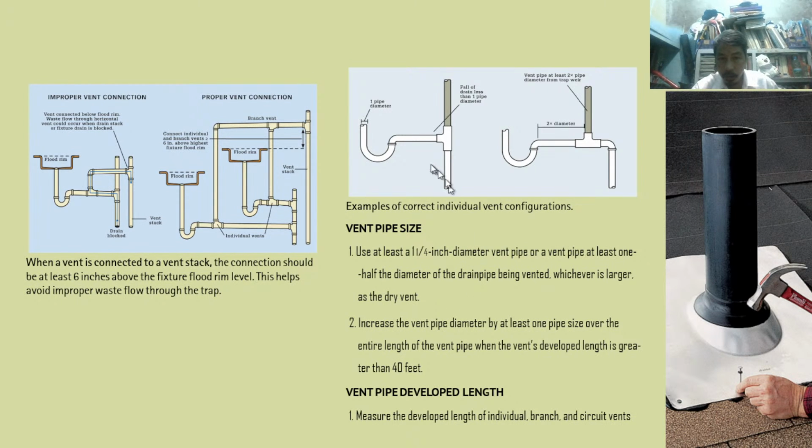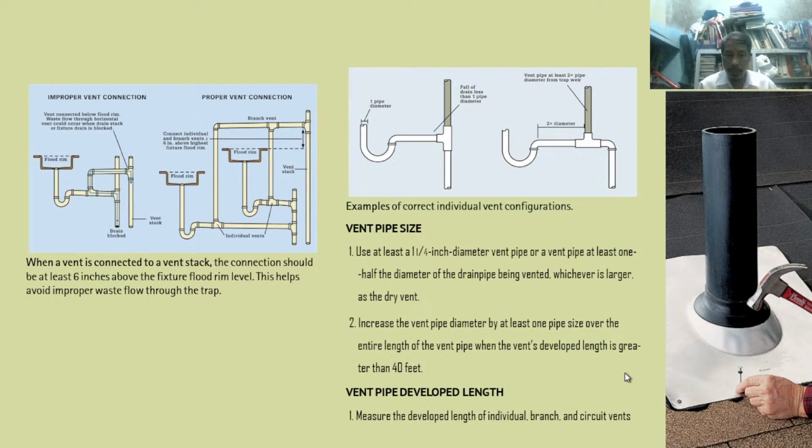So for example, what is the diameter of this? For example, this is 1 inch diameter, so the vent could be 1/2, at least 1/2 of this. But it cannot be, because the minimum is 1 1/4. So comparing 1/2 to 1 1/4, 1 1/4 must be the size of this vent.